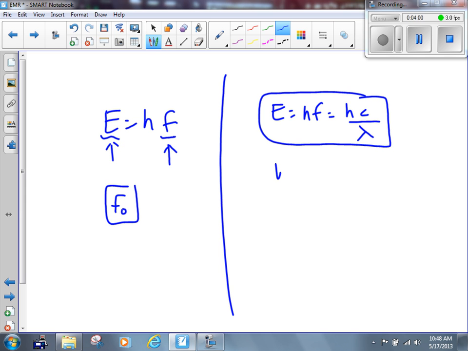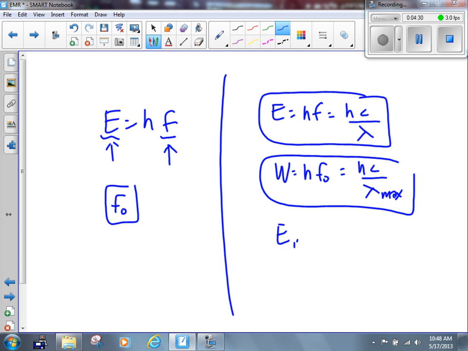We also learned yesterday W, the work function, the minimum energy necessary to eject an electron, is equal to h times the minimum frequency necessary to eject an electron. But that's also equal to hc over lambda as well. What lambda do we have there? h times the minimum frequency, hc over the maximum wavelength. Max wavelength because frequency and wavelength are inversely related to each other.